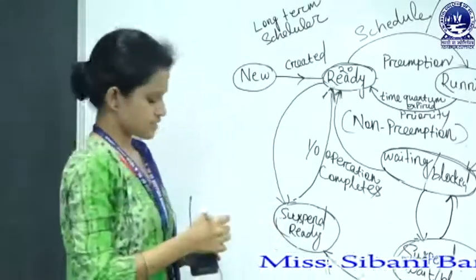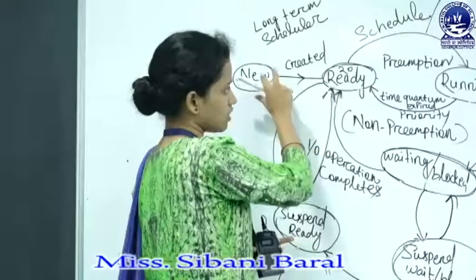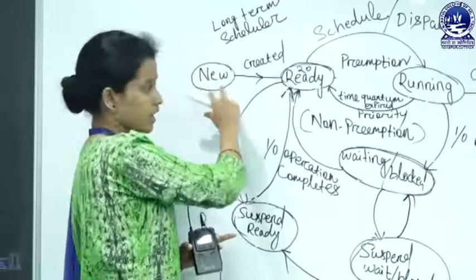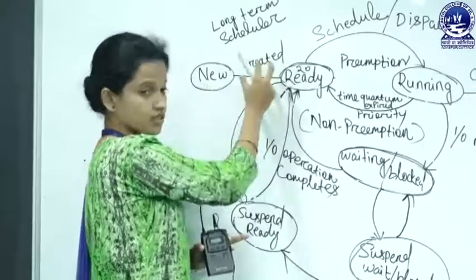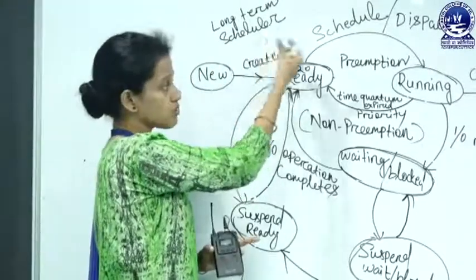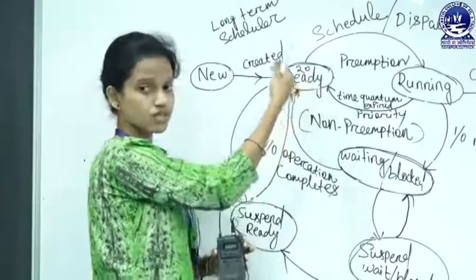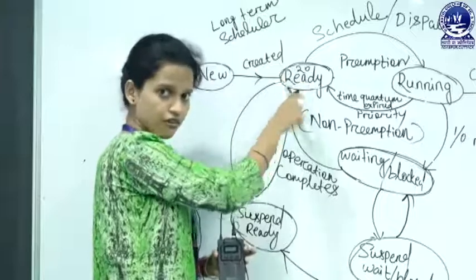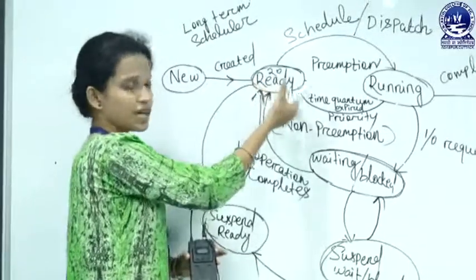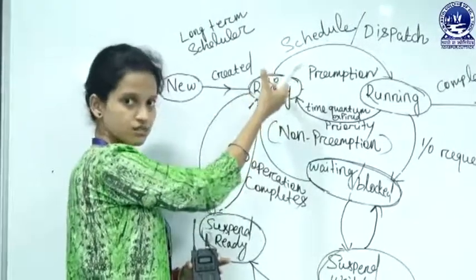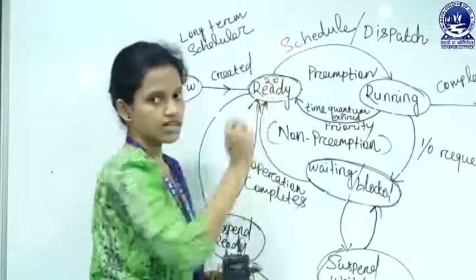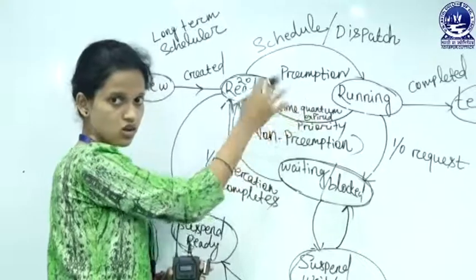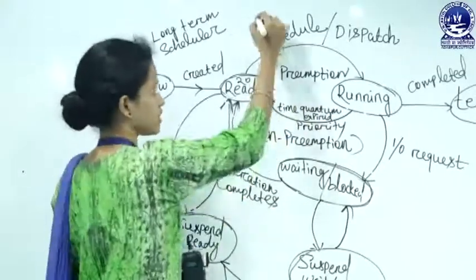So next, after the program comes from the secondary memory and is created as a process, and the process comes to the ready state, it is then picked by the operating system to the running state. This work is done by the short term scheduler.